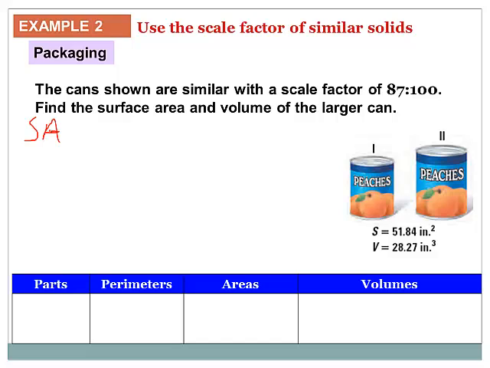I'm going to come down at the very bottom and fill in this chart. Remember the parts? If we look at our parts, it tells us that they have a scale factor of 87 to 100. So this here is 87 over 100, which would be your A to B. That's the same thing right there. Perimeters, remember, are the same, so we have 87 over 100.